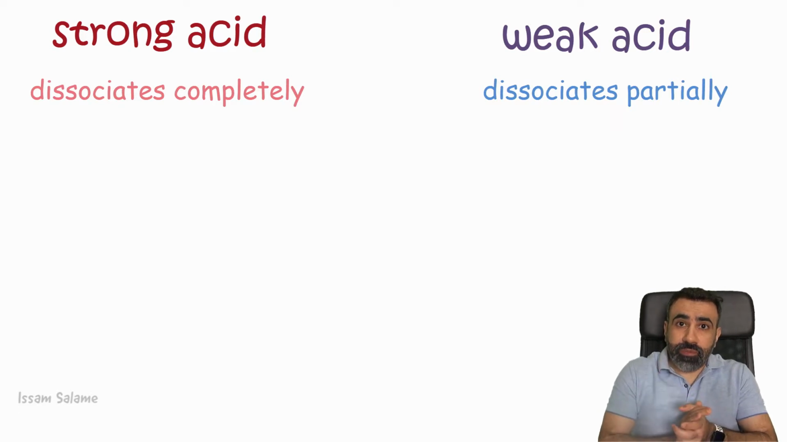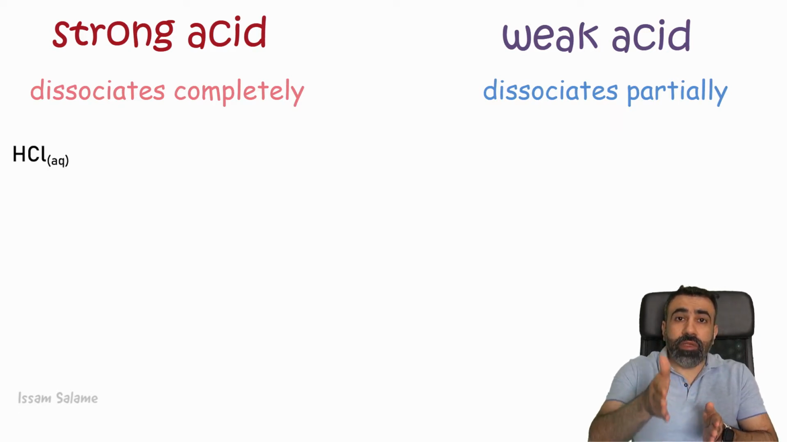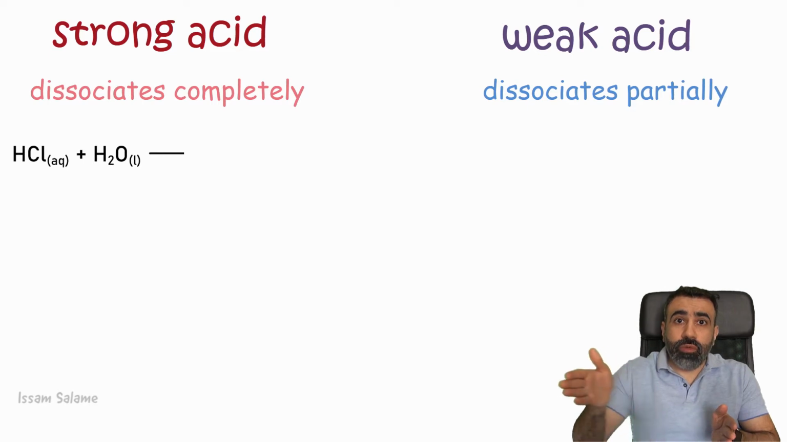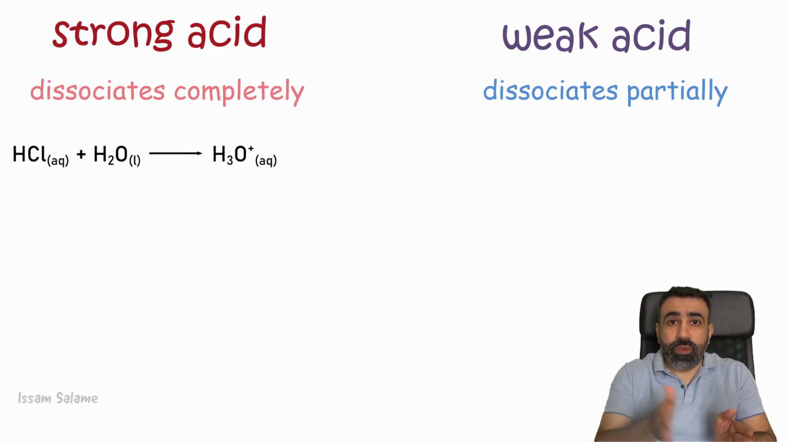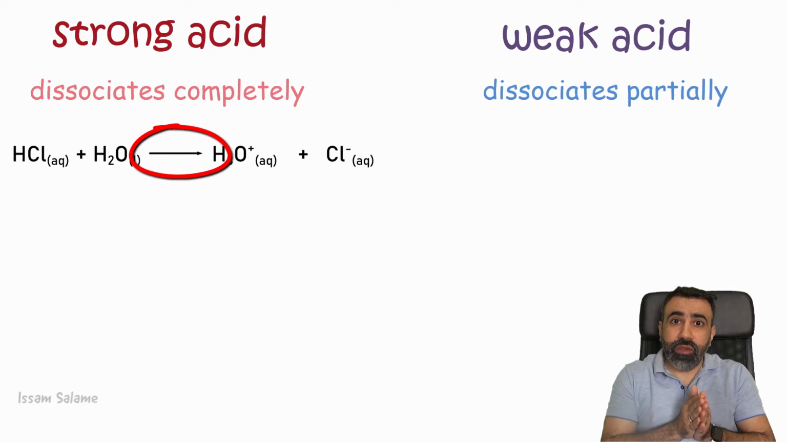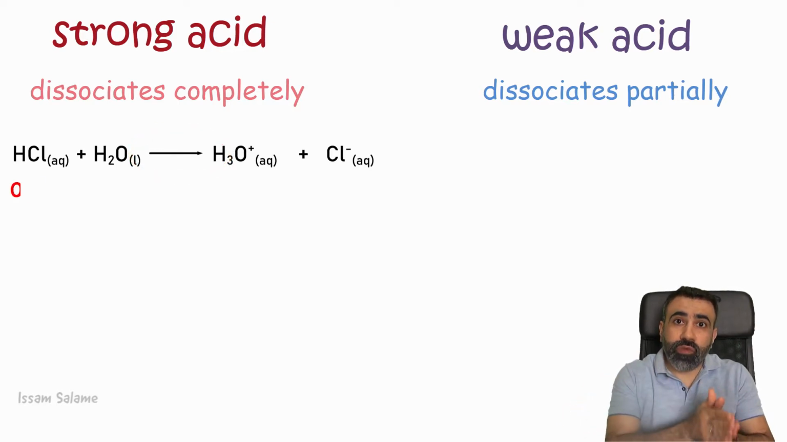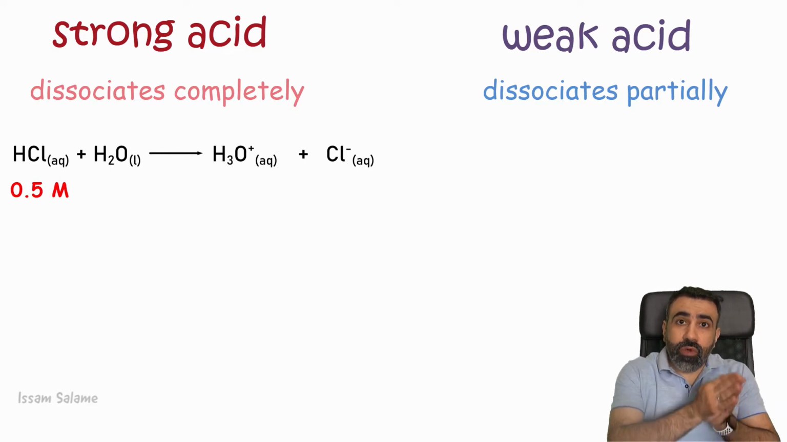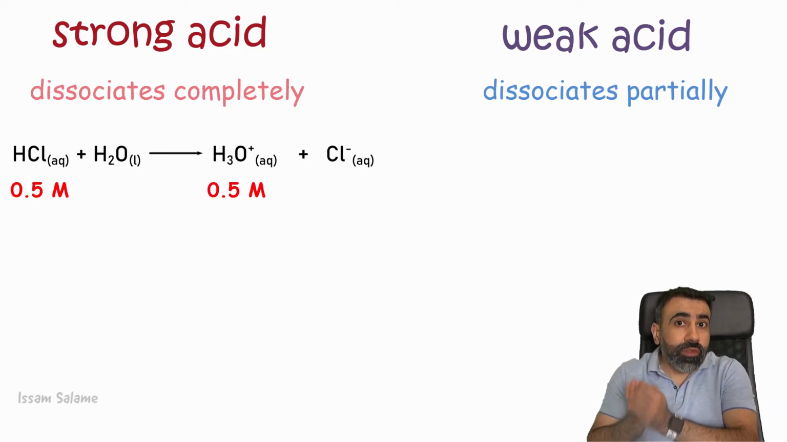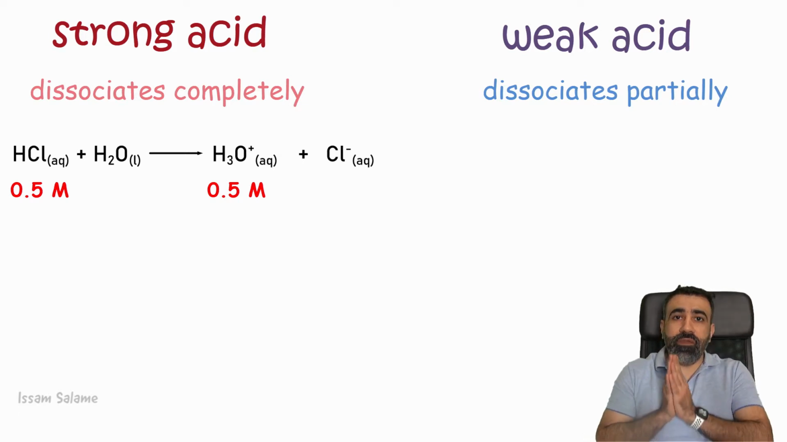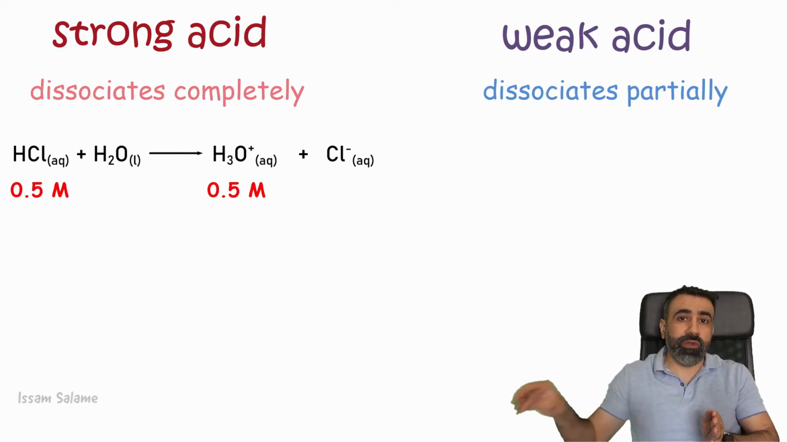Let me give you an example. HCl + H2O produces H3O+ + Cl-. HCl is a strong acid. As you can see, this chemical reaction is a completion chemical reaction. So HCl will dissociate completely. If we have 0.5 molar HCl, we're going to get 0.5 molar H3O+. And this is a very important note since we're going to use this while calculating the pH for different solutions.